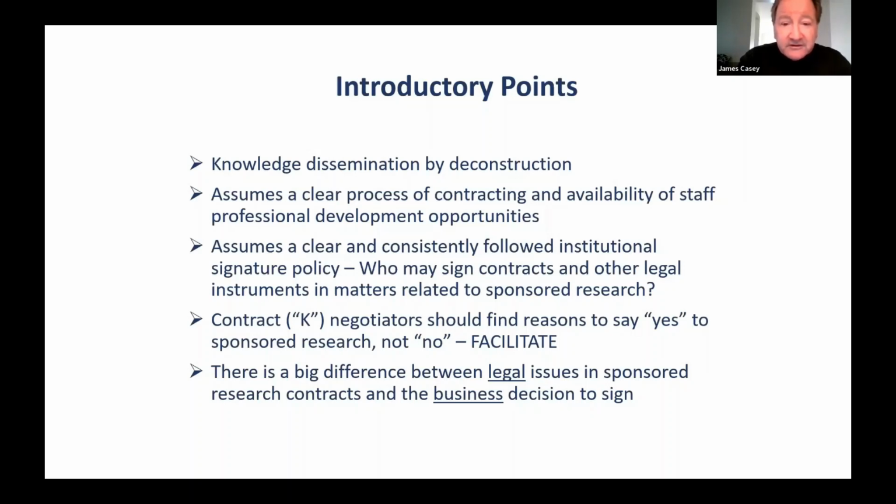The presentation today also assumes that your institution has a clear institutional signature policy. Who may sign contracts? What types of contracts? Are your industry contracts negotiated by your sponsored research office, or are they signed by your intellectual property or technology transfer office? Are your non-disclosure agreements signed by your sponsored research office, or are they signed by your tech transfer office?